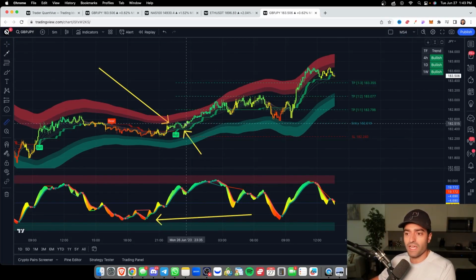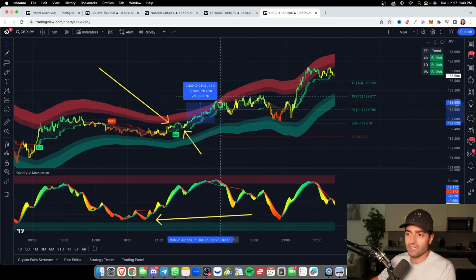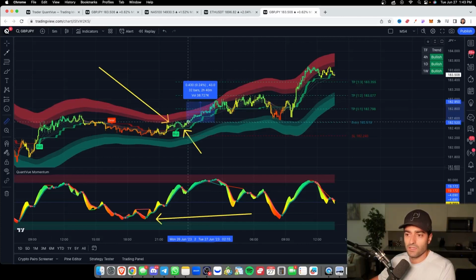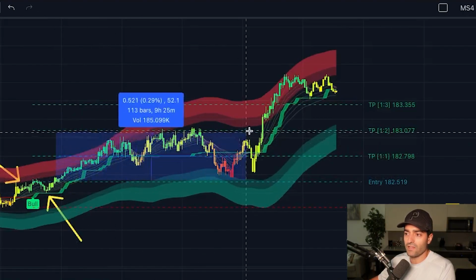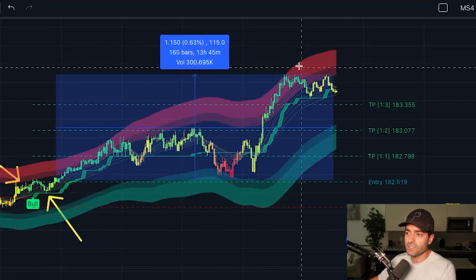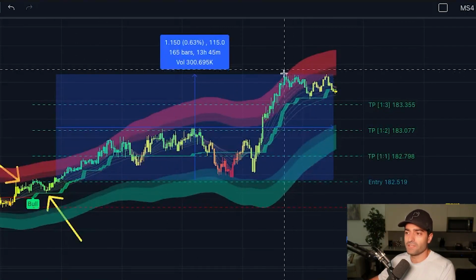So if, let's say you were scalping, you could have even exited here on this first entry of the bands. If you were a little brave, you could have held this thing all the way up into this entry of these bands up here.